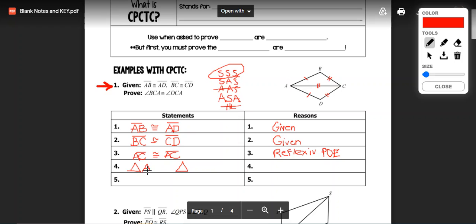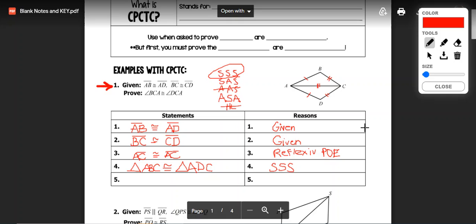Triangle A, what matches up with A? Well, they both share A. Then from A, we can go to B. So A, B, and B corresponds with D. So A, B, A, D. And then our third would be C, which again is a shared portion. So triangle ABC is congruent to triangle ADC by side, side, side congruency.